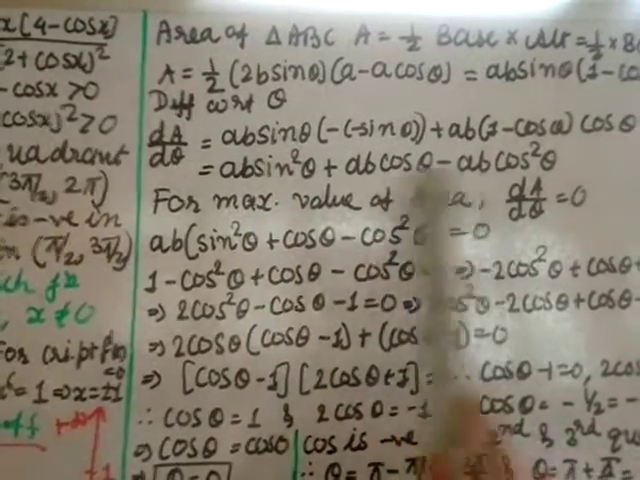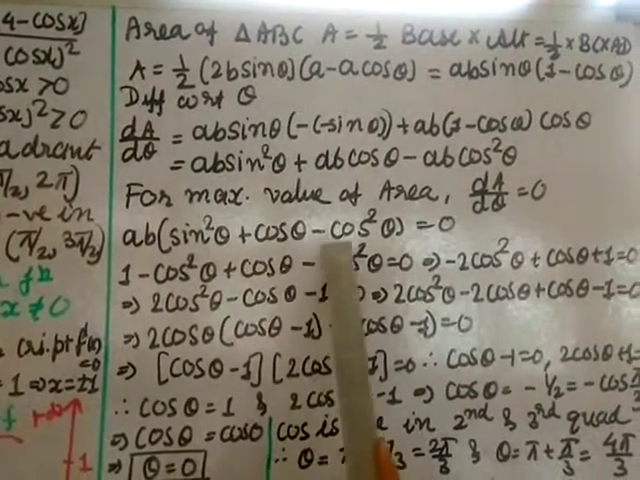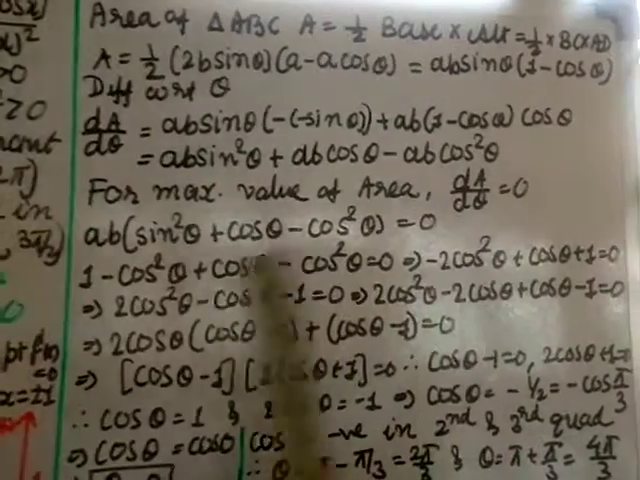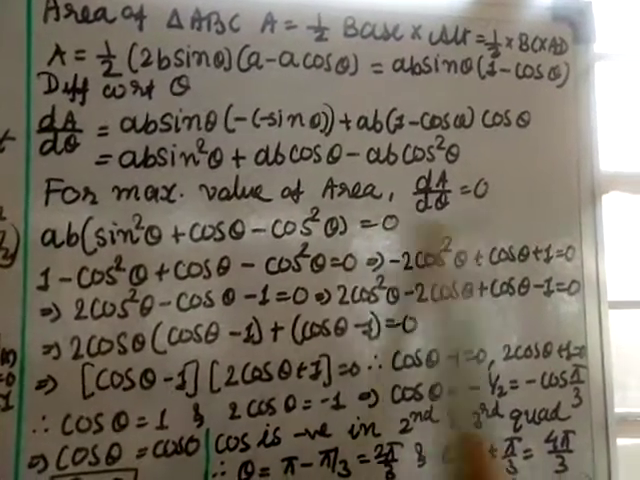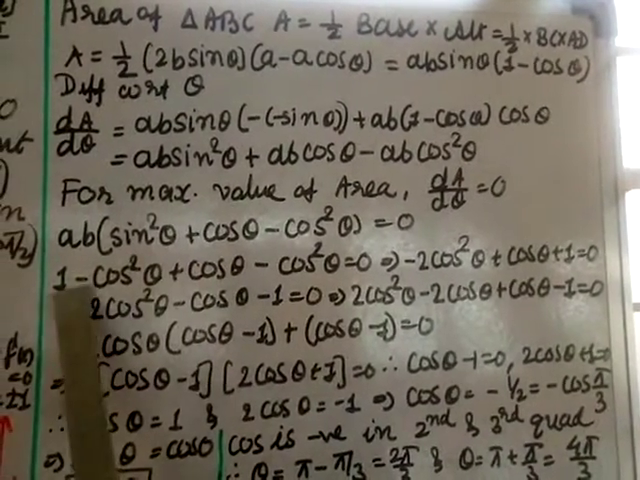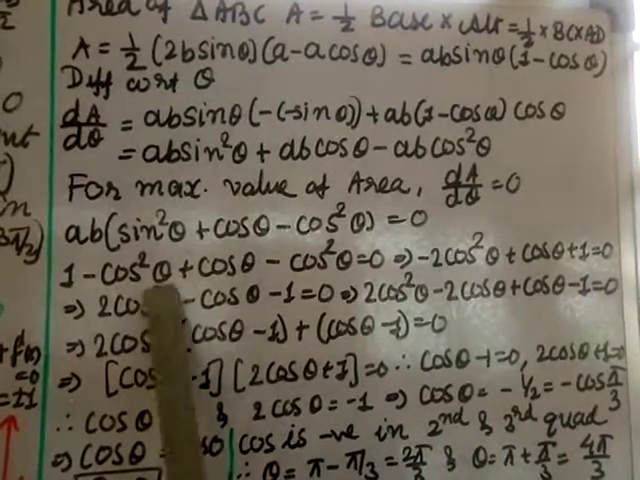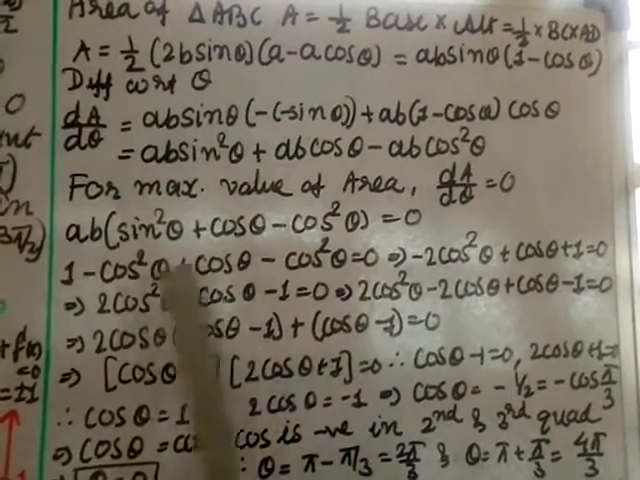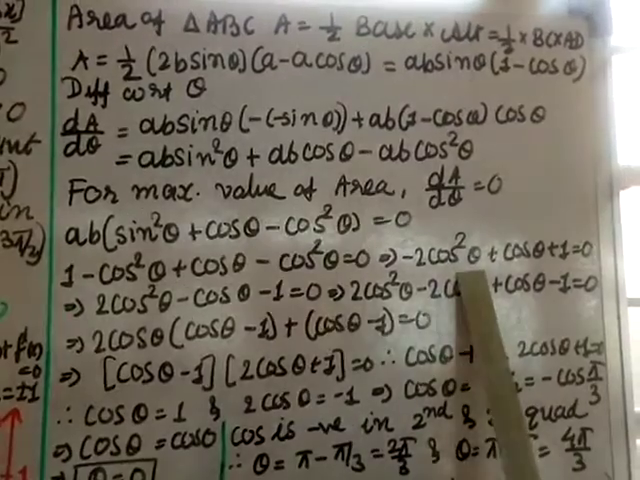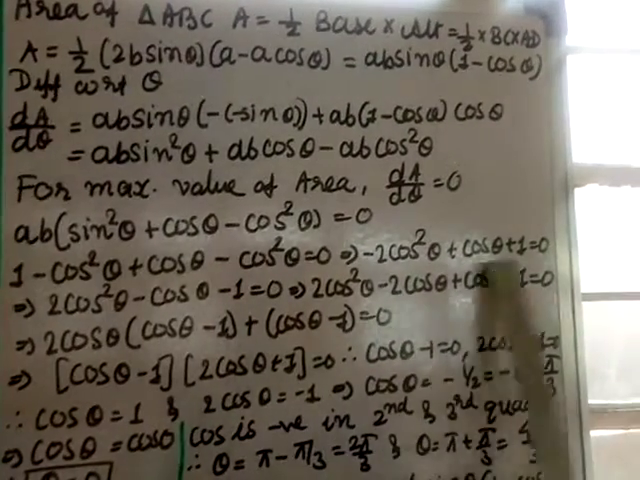I'll take AB common from all. AB sin square theta plus cos theta minus cos square theta equal to 0. Now this sin AB you transfer here, cancel it. Sin square can be written as 1 minus cos square. So 1 minus cos square, this cos. So minus cos square minus 2 cos square theta plus cos theta plus 1 equal to 0.